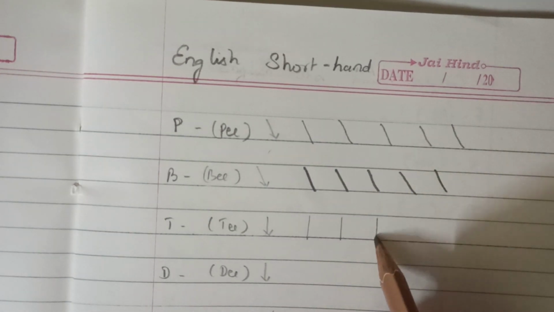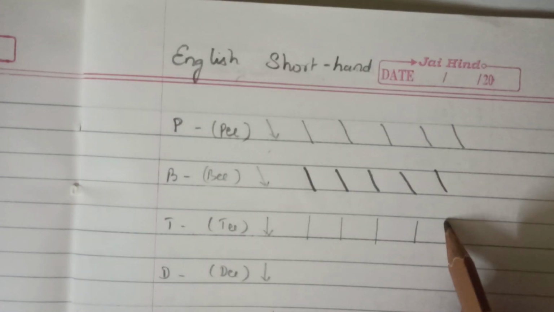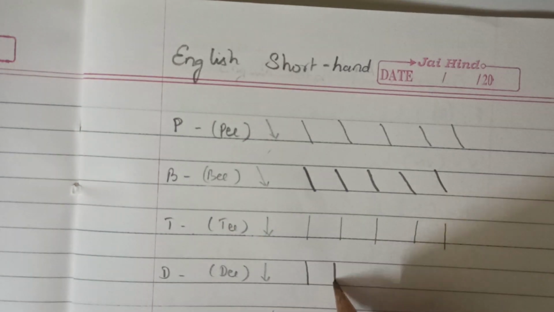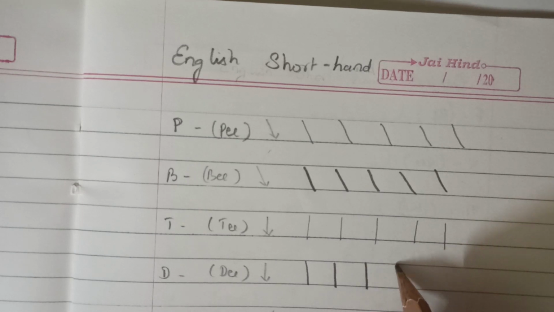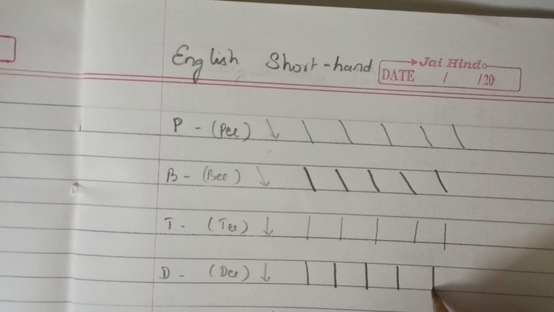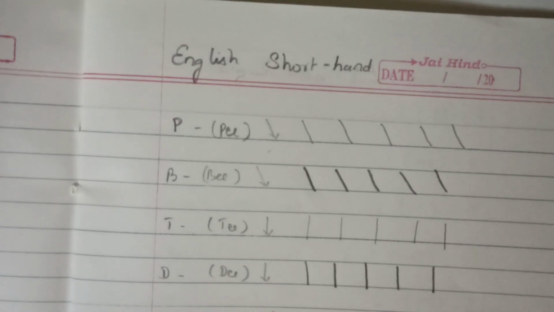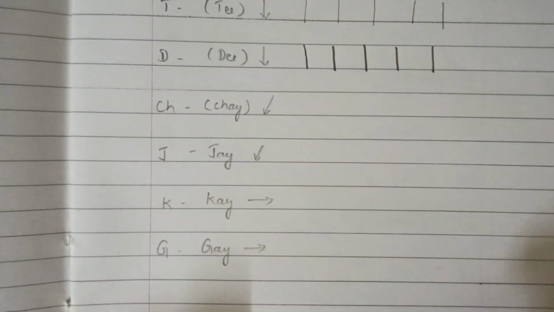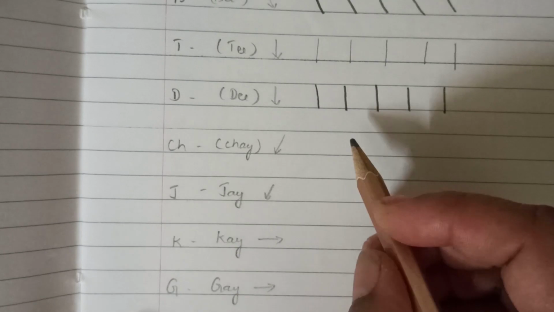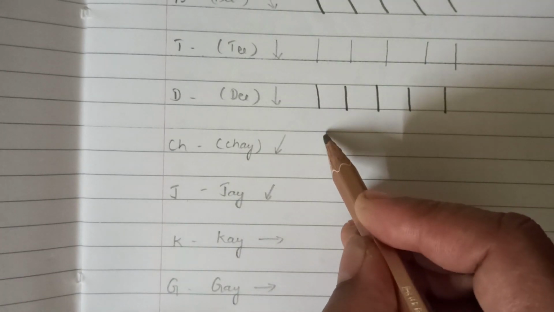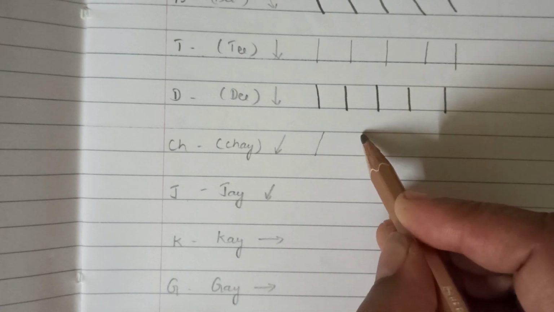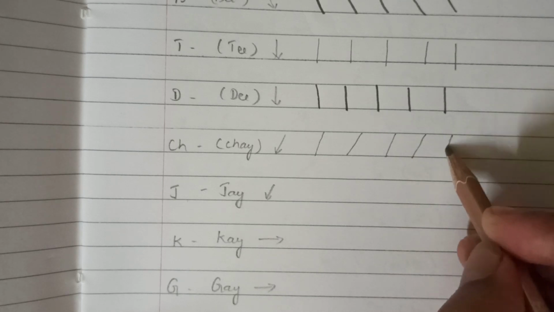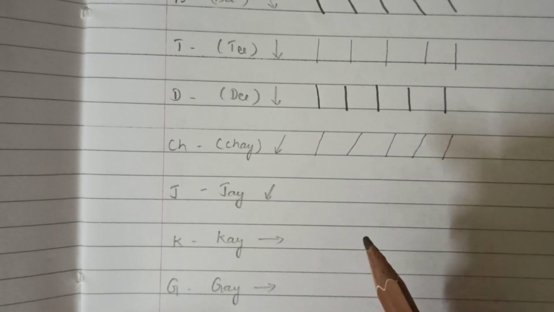T. Then the dark shade is D. And the next stroke is CH, or we say it as Che. It's again a slant straight stroke. Che. So while practicing or while writing the strokes, your hand should be firm.